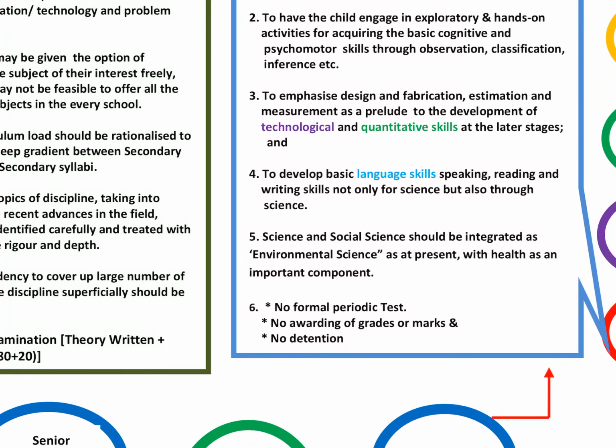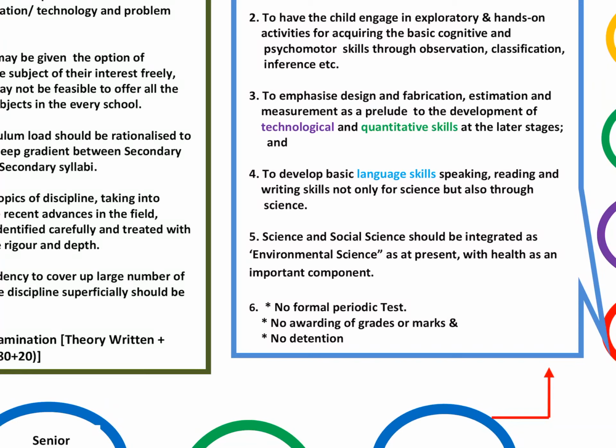Number 5 is that science and social science should be integrated. Here in the primary classes, there is no separate science subject and social science subject, but both are integrated under the broad heading of environmental science. Environmental science is a mixture of science and social science. And in that environmental science, one of the major components of the curriculum should be health.